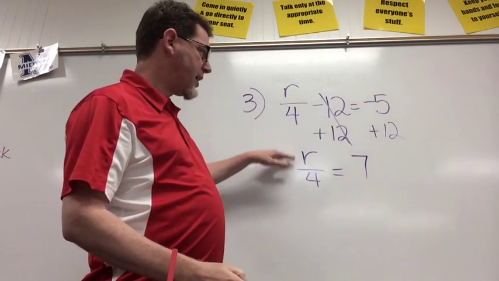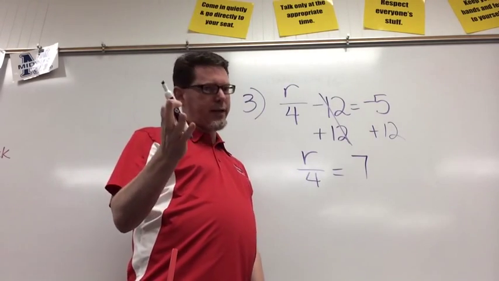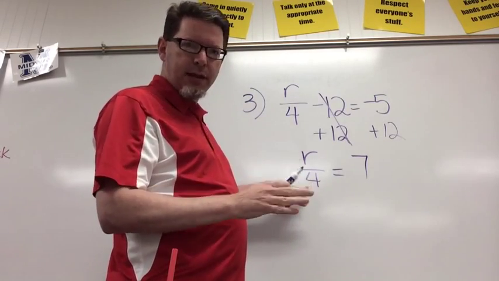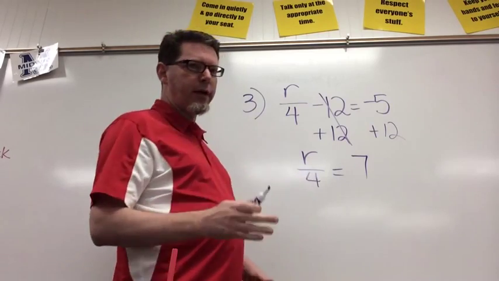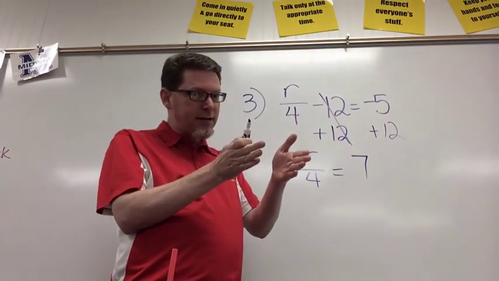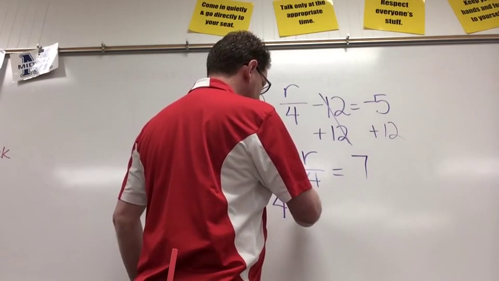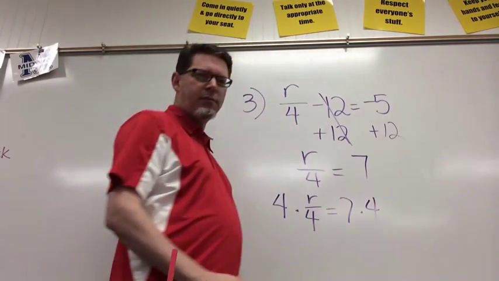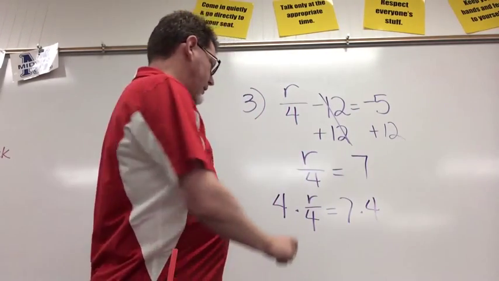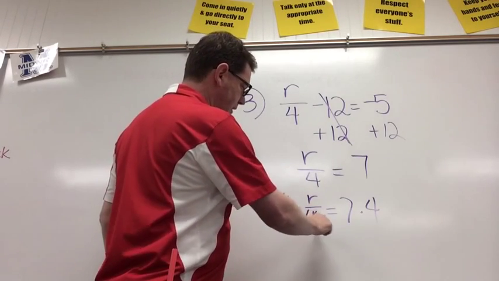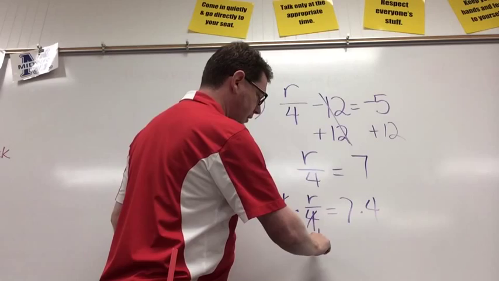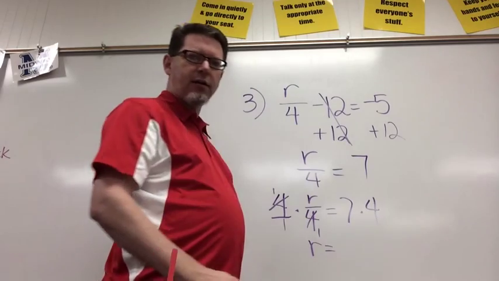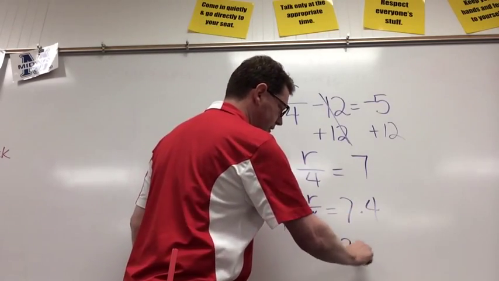Well, we got a division now. What's the opposite of division? Oh, multiplication. There you go. You're right. So we're going to multiply by that 4 on both sides. Remember, we got to put the 4 on the outsides, not on the insides. So we're going to do 4 times r over 4 equals 7 times that same 4 that we multiplied by on the other side. So we take this and know them 4's cancel out, and we're left with the r right there. Whoops, I don't know why I wrote a p, but it's supposed to be an r. We got an r right there, and we know that 7 times 4 gives us 28.